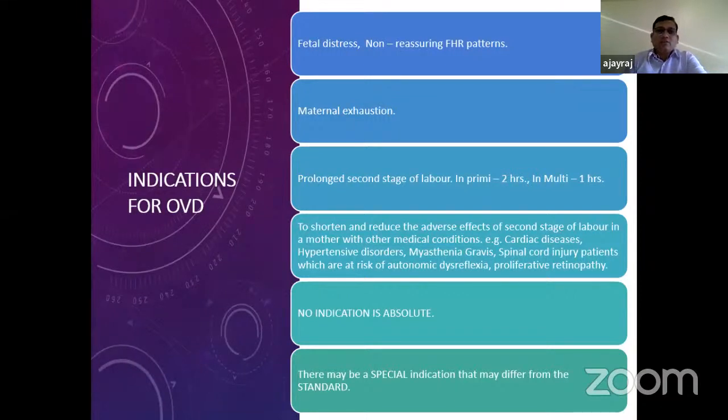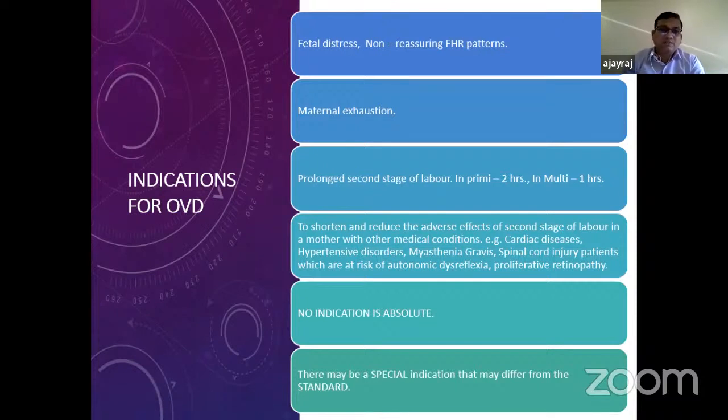Another indication is to shorten and reduce the adverse effects of the second stage of labor in a mother with other medical conditions, for example cardiac diseases, hypertensive disorders, myasthenia gravis, spinal cord injury patients who are at risk of autonomic dysreflexia, and proliferative retinopathy. In proliferative retinopathy, the pressure is already increased, so there is a chance of retinal hemorrhage. So we have to reduce the second stage in such cases.